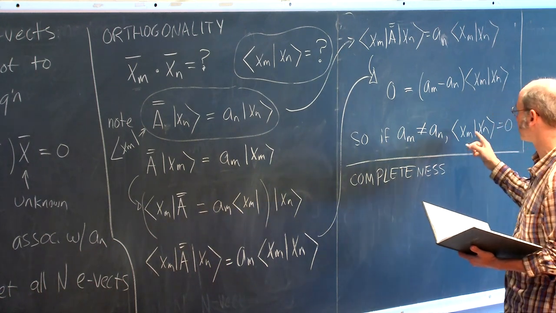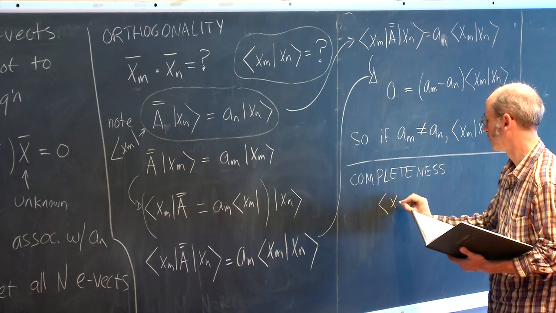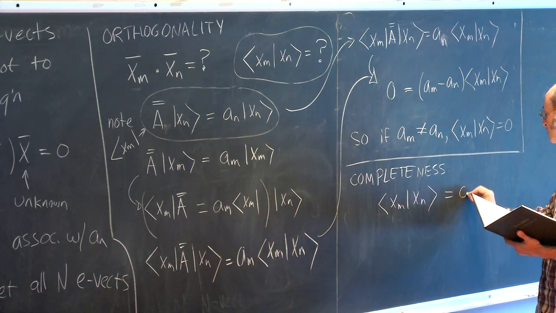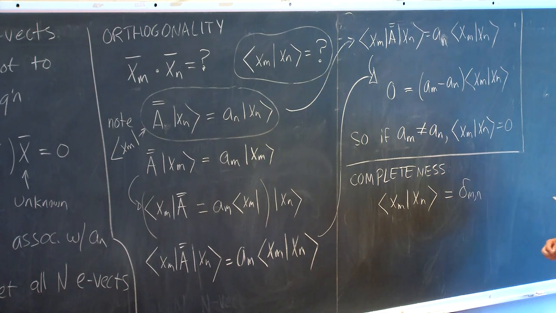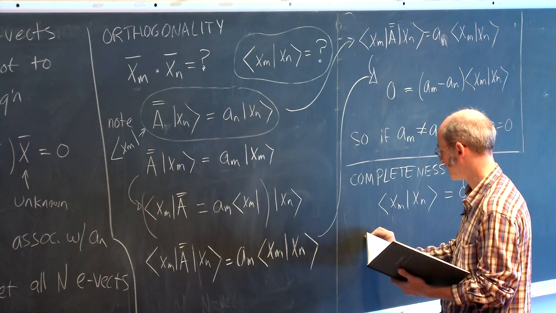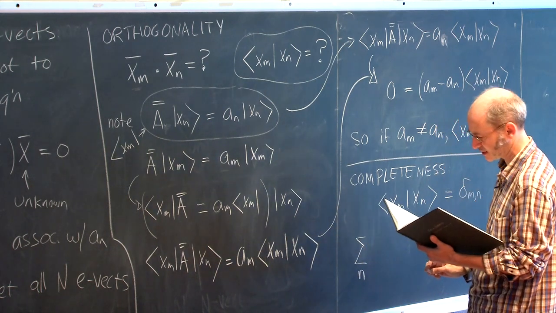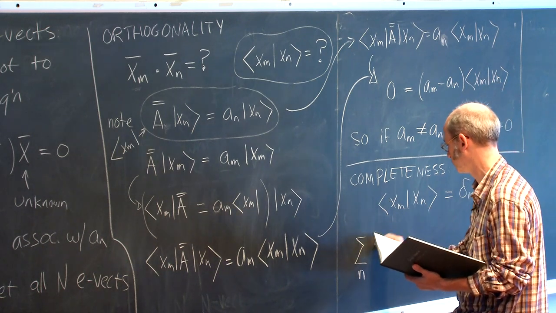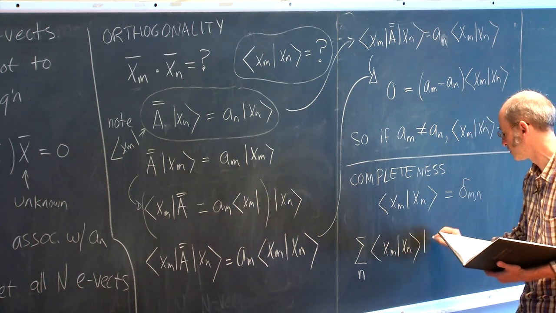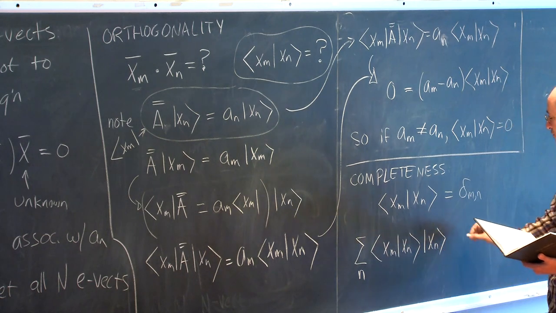So let me rewrite our last result by saying that the inner product of x sub m, the mth eigenvector, with the nth one is the Kronecker delta in m and n. At least, again, as long as they're not degenerate, we'll leave that as a special case for the time being. If that's true, then I can do the following. I can take both sides and sum over the index n and multiply from the right side by the nth eigenvector.